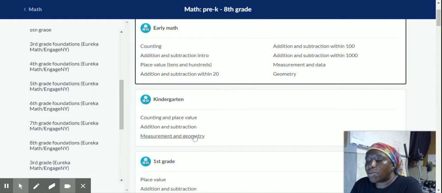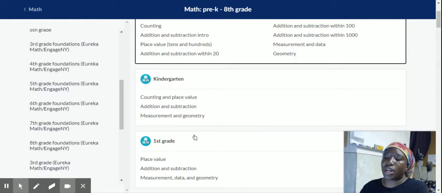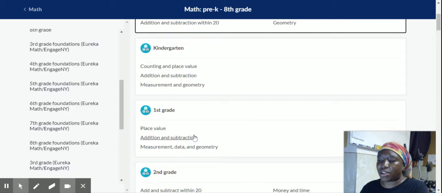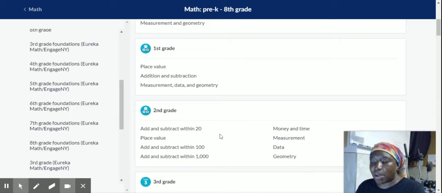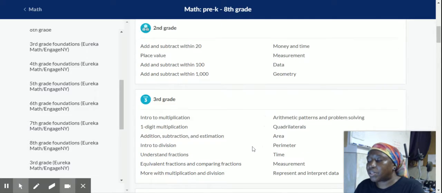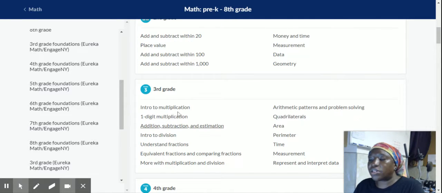And then counting and number placement. So they're continually adding on. First grade, place value. And they're just giving it different names. Remember I said sentence math? Well, it's called algebra. But anyway, because you read from the left to the right, that's why I call it sentence math. Second grade, you have add and subtract within 20, place value, add and subtract within 100, add and subtract within 1,000. They have money and time, measurement, data, geometry. The third grade, introduction to multiplication.